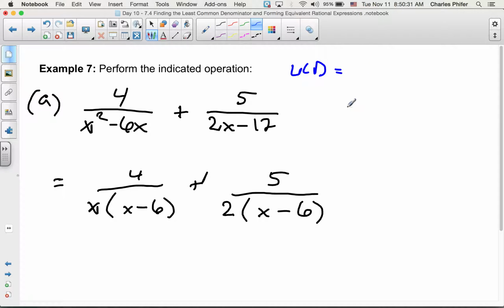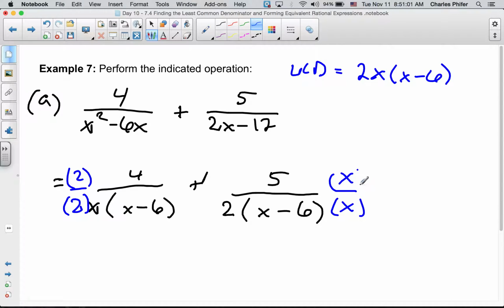Okay. So you might want to list them and line up your like terms like we did in the previous. I'm not going to do it here. But the LCD should be 2x, x minus 6. Okay. So this one is just missing the 2. So we multiply the top and bottom by 2. And then this one is missing what? The x. So we multiply the top and bottom by x.